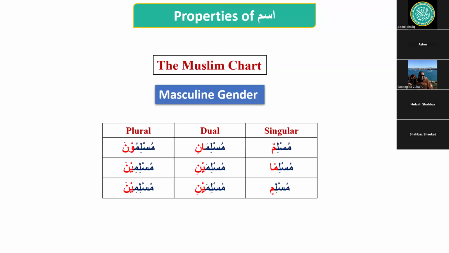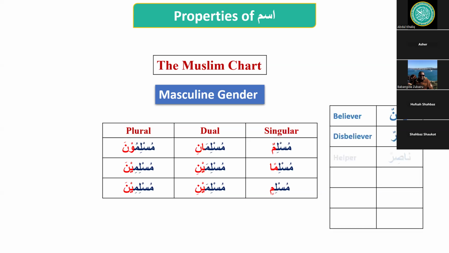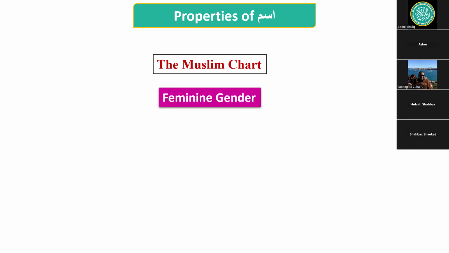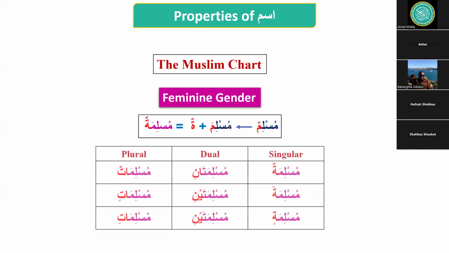And to learn the first property, status, we learned the Muslim chart. There are two Muslim charts: masculine gender, Muslimun, Musliman, Muslimin, Muslimani, Muslimaini, Muslimaini, Muslimuna, Muslimina, Muslimina. And then we learned the Muslim chart for feminine gender: Muslimatun, Muslimatan, Muslimatin, Muslimatani, Muslimataini, Muslimataini, Muslimatun, Muslimatin, Muslimatin, singular, dual, and plural.